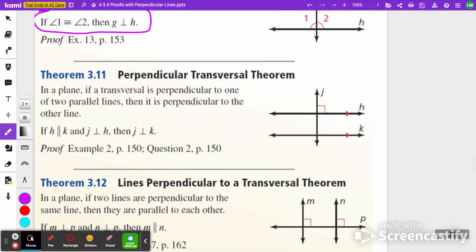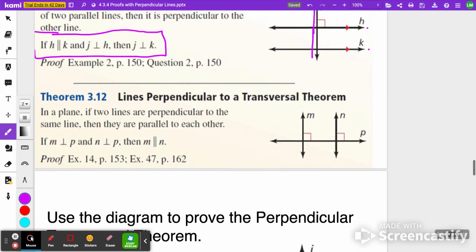For theorem 3.11, the perpendicular transversal theorem, pretty much the same thing. Now we're just adding another set of parallel lines. In a plane, if a transversal is perpendicular to one of 2 parallel lines, then it is perpendicular to the other line. So again, copying this down in our notes, if H is parallel to K and J is perpendicular to H, then J is perpendicular to K. So again, here is H and K, those are parallel. If J is already perpendicular to H, then J can also be perpendicular to K.